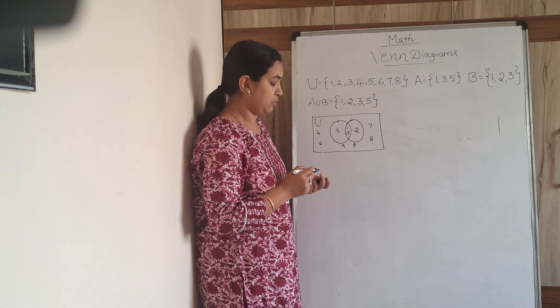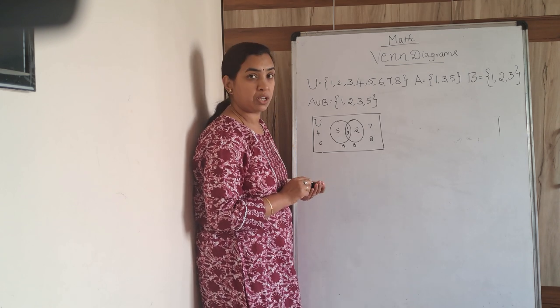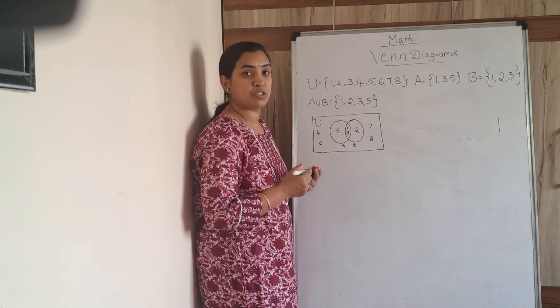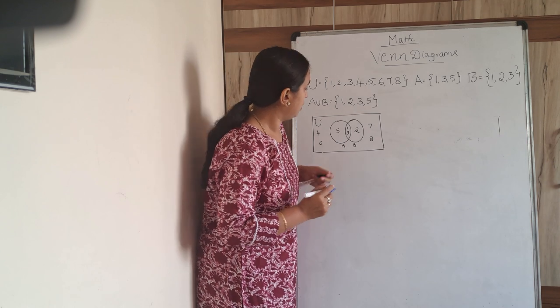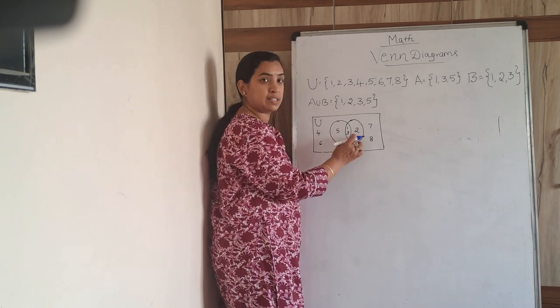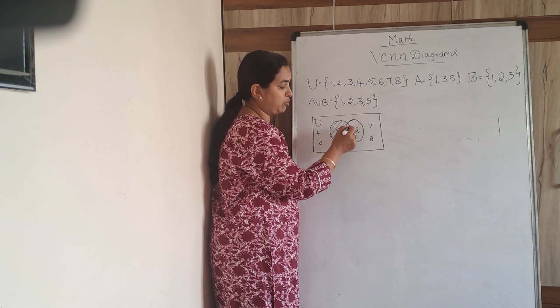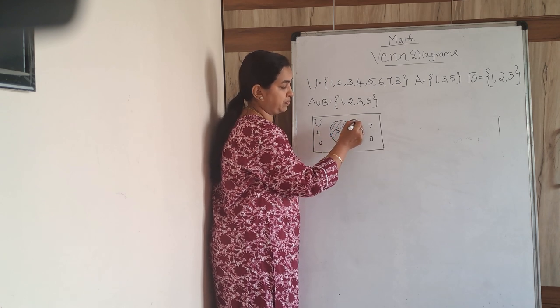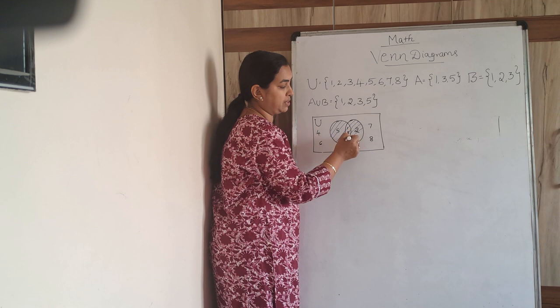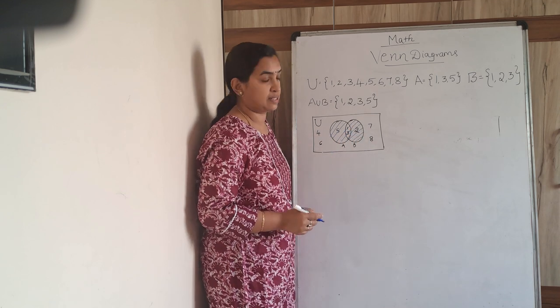So in order to represent the union of sets, you need to shade both the sets A and B, because the union contains all the elements of both A and B. This is how we represent the union of two sets.